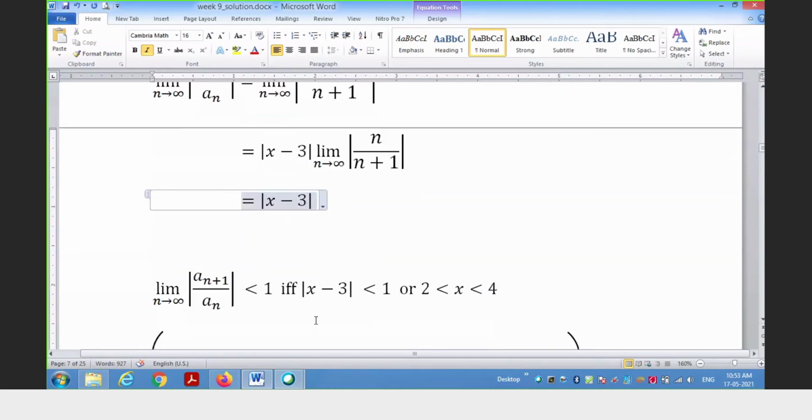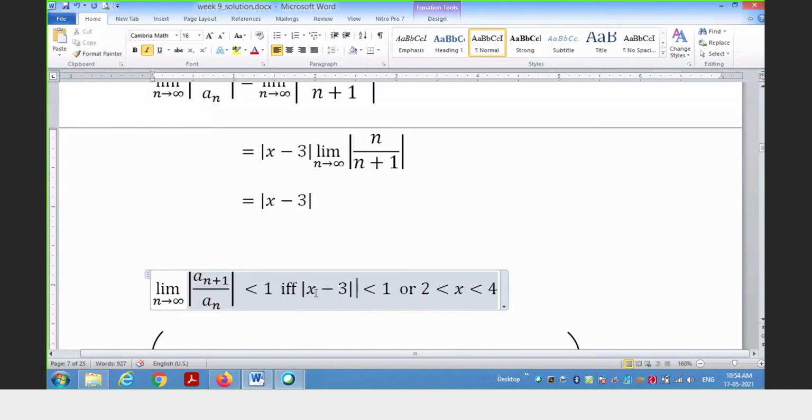That means this must be less than 1, meaning that from here x must be between 2 and 4. So absolute value of x minus 3 less than 1, meaning that x is between 2 and 4. You use the definition of absolute value.